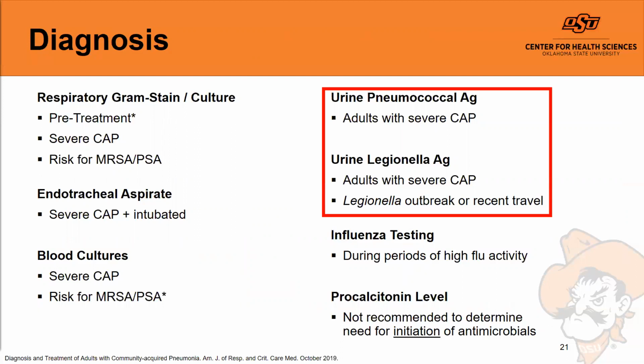For urinary antigens, again, the recommendations are to pursue them only in severe CAP or in those with either a recent history of travel or suspected exposure to a source of Legionella, and of course in scenarios whenever there are Legionella outbreaks as well.